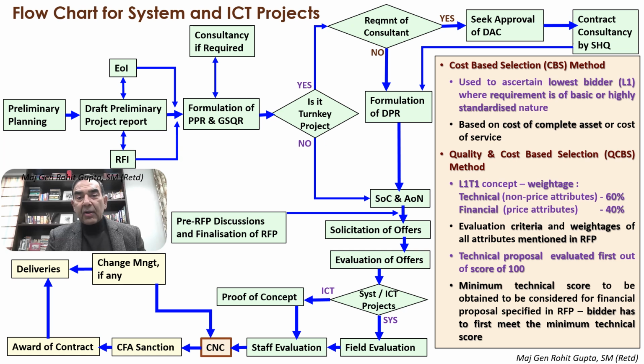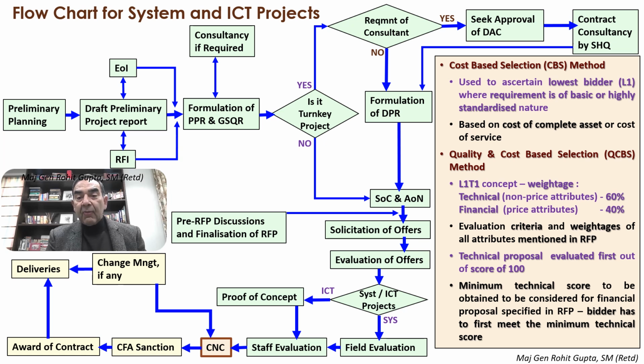Now in the flow chart is the contract negotiating committee, the CNC. And this is where the major difference between the previous projects and an ICT system project comes about. Now there are two basic methods of evaluation of who the contract is to be given to: the cost-based selection method and the quality and cost-based selection.